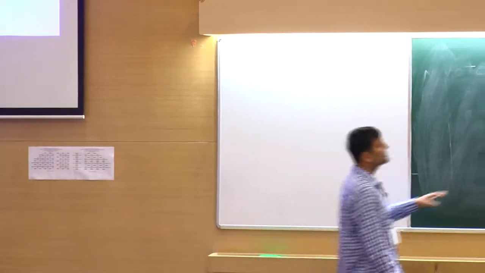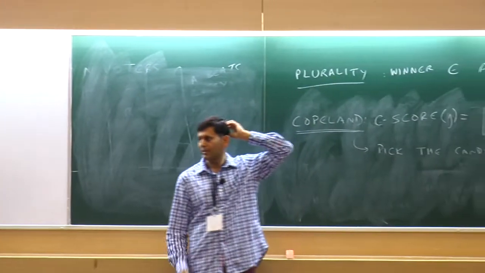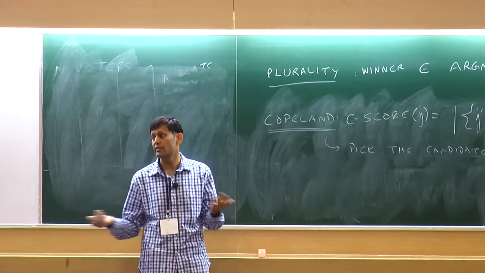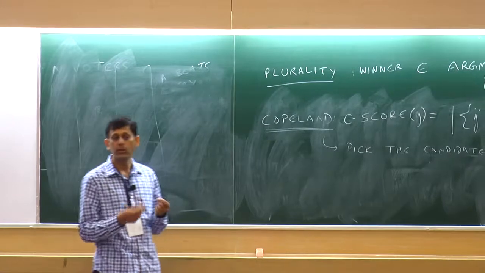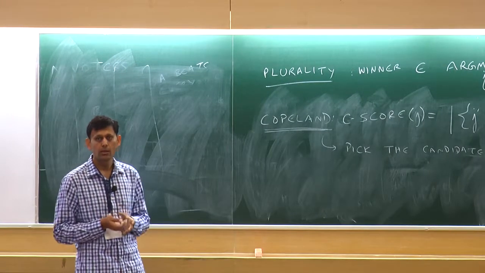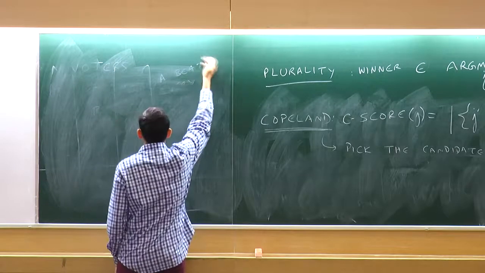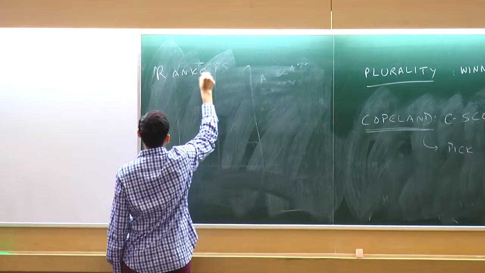Copeland is a well-defined rule. It always gives you a winner, because it's a score, so you always find a winner. If there's a Condorcet winner, then you find the Condorcet winner. Otherwise, you find someone else. You can use the same rule to find more and more. The next thing is called rank pairs.